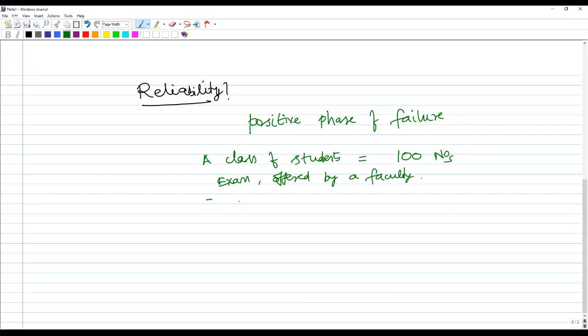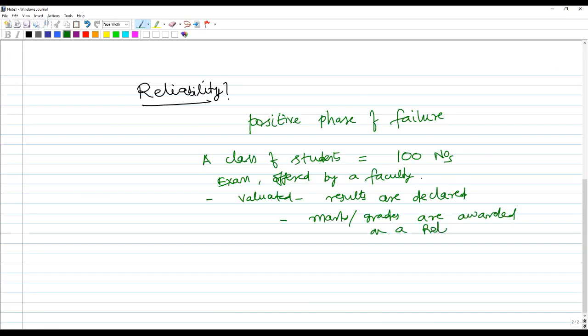Once the exam is conducted, then the papers are evaluated, then results are declared. It's a very common process which we all know. Once the results are declared, then marks or grades are awarded on a relative basis. Now, there are many ways of expressing this result. One way of expressing is the faculty or the teacher can state that about 20% of the class have secured fail grade. Let's say he declares like this.